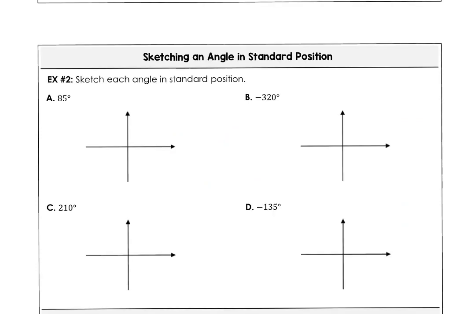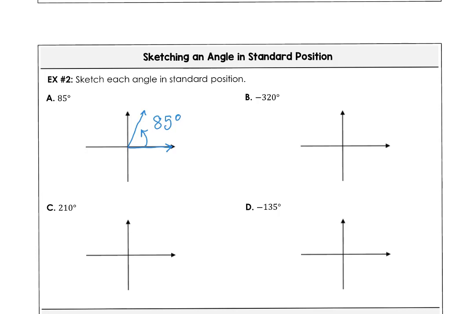In example 2, we want to graph some angles in standard position. So 85 degrees, we have the initial side on the x-axis, and we're going up for a positive angle and terminating 5 degrees away from the 90 degree mark. So that would look like an 85 degree angle.